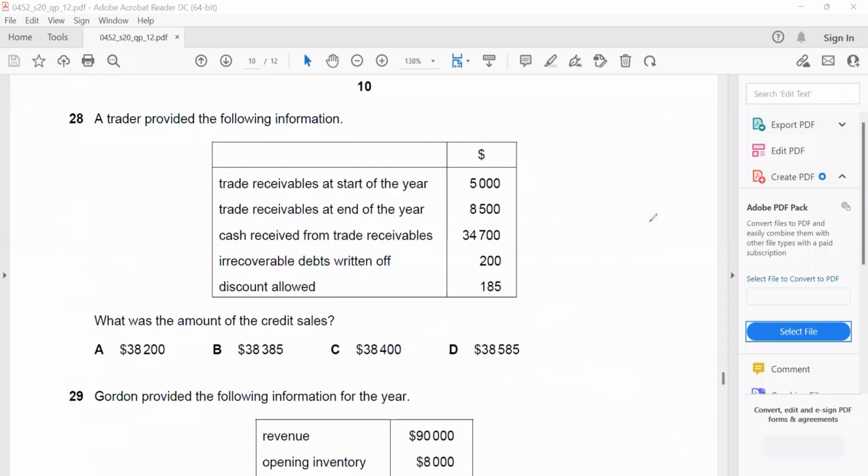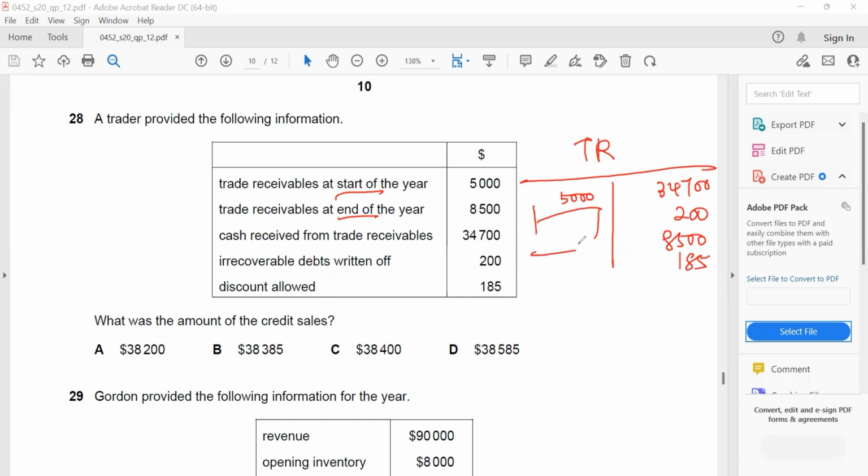28. A trader provides the following information: trade receivable, beginning of the year, end of the year, cash received, irrecoverable debt written off, discount. So we open a simple T account for the trade receivable. Balance brought down, 5,000 in here. End of the year is balance carried down. Cash received from trade receivable, this is a bank amount. Irrecoverable debt written off, this is an irrecoverable debt. Discount allowed is on the credit side.